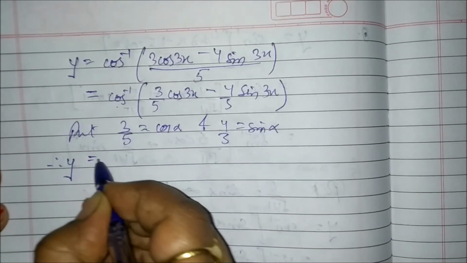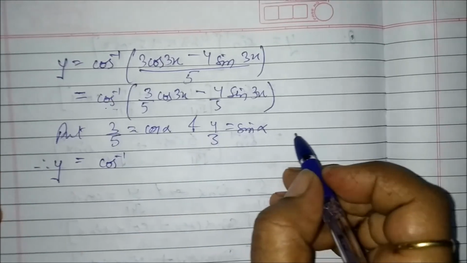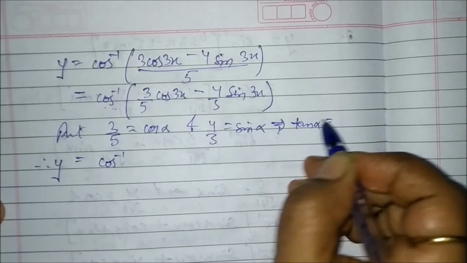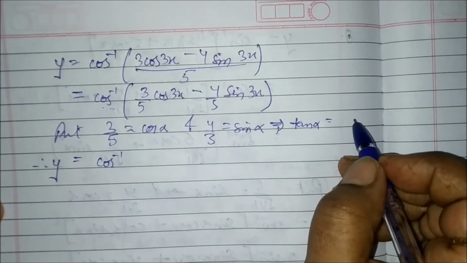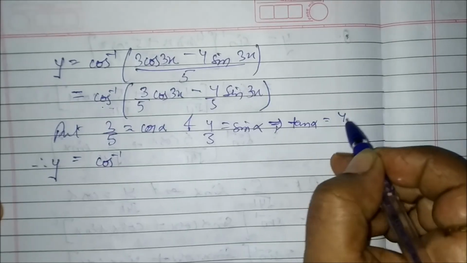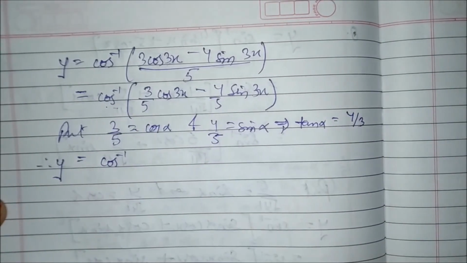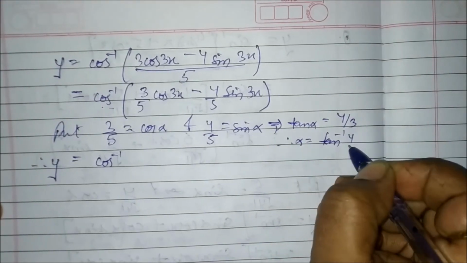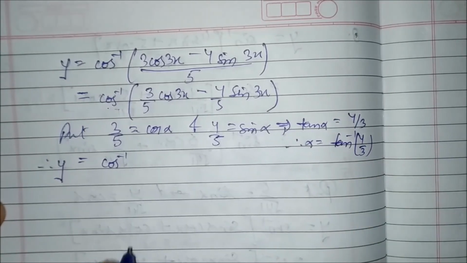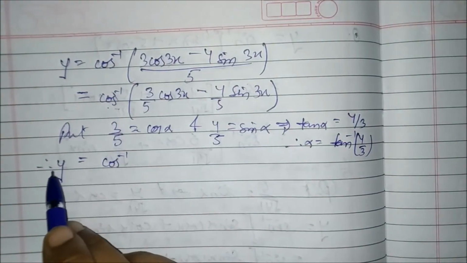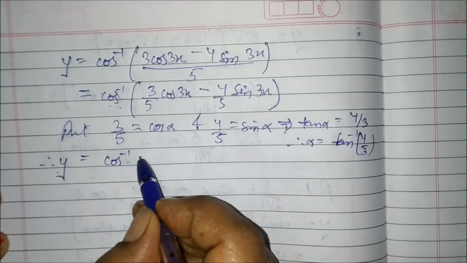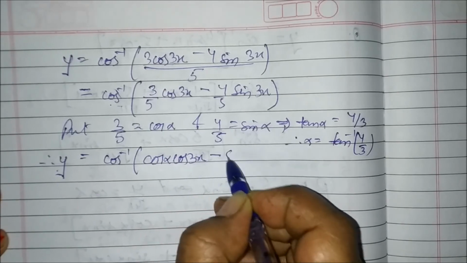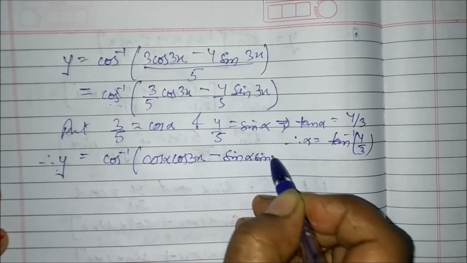Therefore y equals cos inverse, and also here, dividing sin alpha by cos alpha, we get tan alpha as 4 by 3. Therefore alpha equals tan inverse 4 by 3. Remember this. Now we come here, therefore y equals cos inverse, this is written as cos alpha cos 3x minus sin alpha sin 3x.